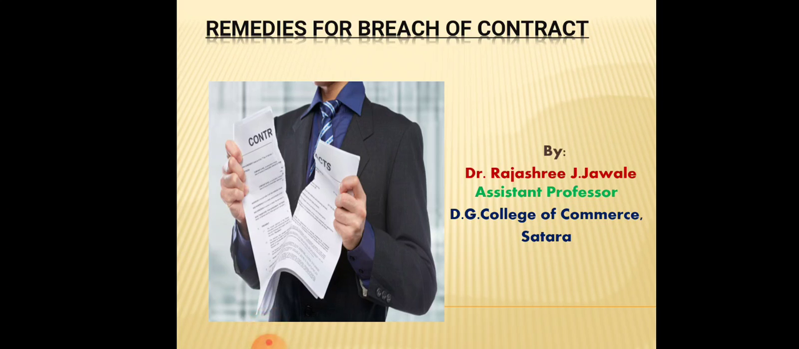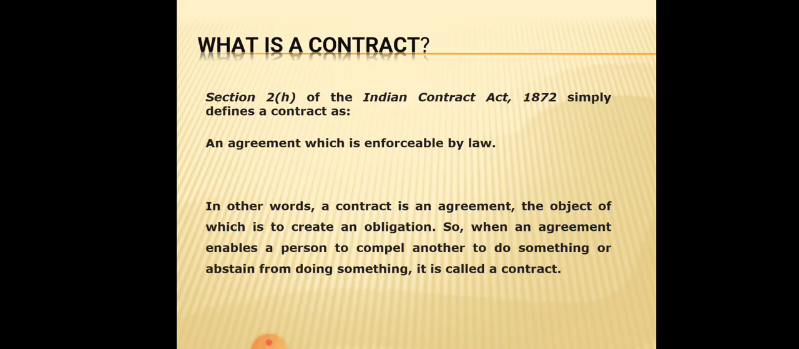Today we are going to discuss remedies for breach of contract. In the earlier lecture we have seen the basic concept regarding remedies for breach of contract. What is a contract? Section 2, subclause (h) of the Indian Contract Act 1872 simply defines a contract as an agreement which is enforceable by law.